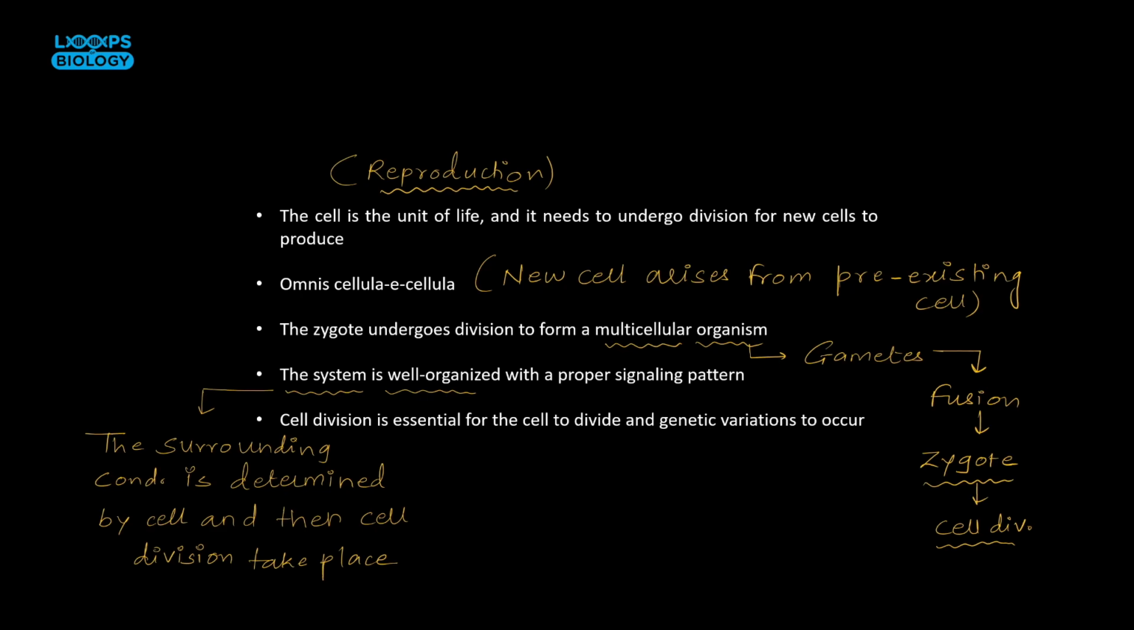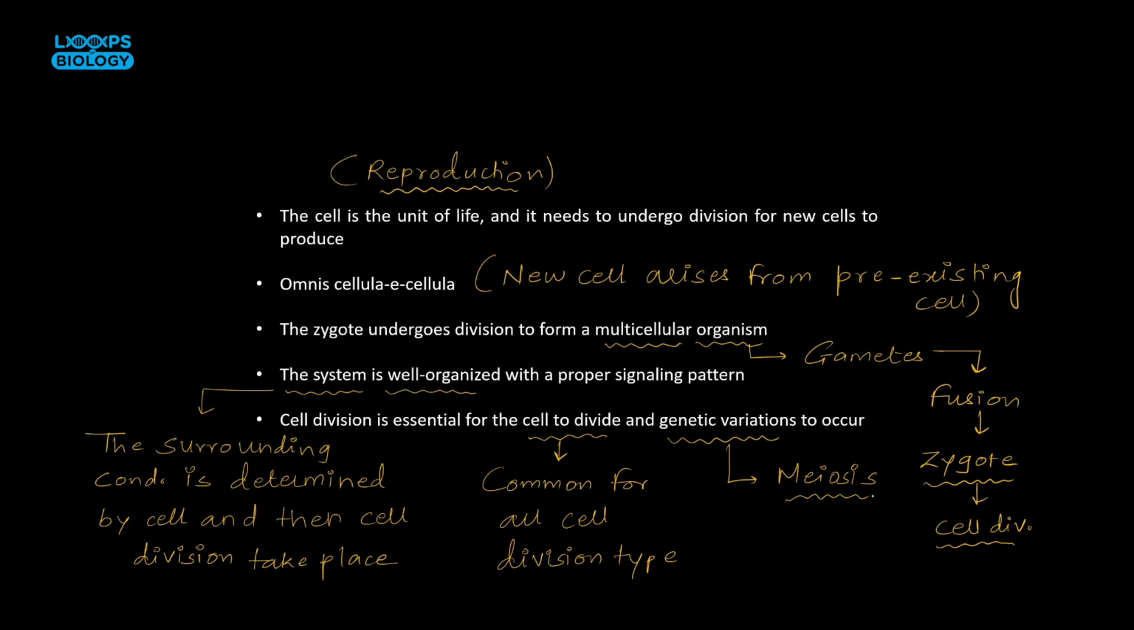Cell division is essential for cell to divide and genetic variation to occur. So there are multiple types of cell division which are taking place, such as mitosis and meiosis. So if we are talking about cell to divide, then this is common for all cells, for all cell division types. However, if we are talking about genetic variation, this is seen only through meiosis.